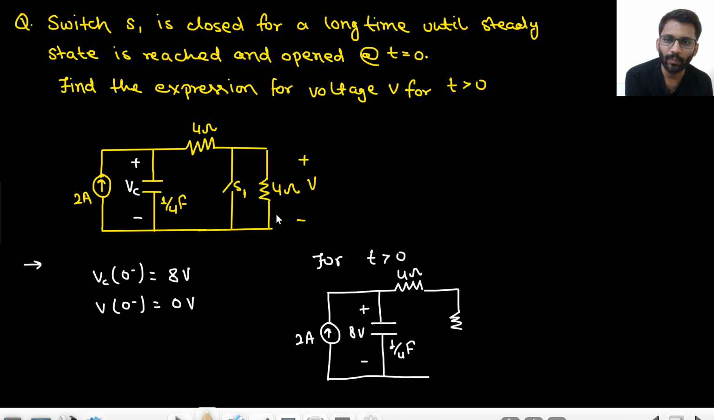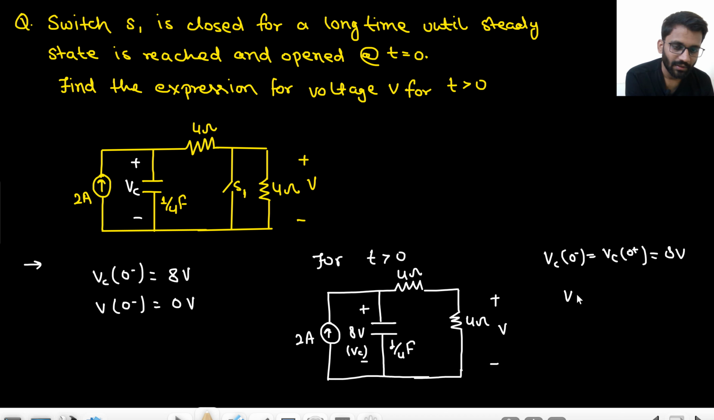Now this switch will be open. Sorry, it will be open circuited, and this is 4 ohm, and this is V. And this we were calling VC. So VC(0-) will be equal to VC(0+). That would be 8 volt.